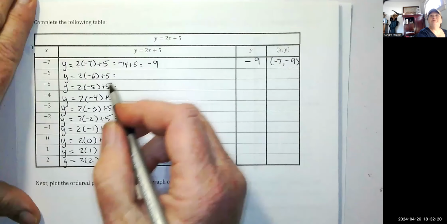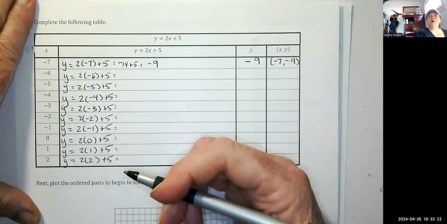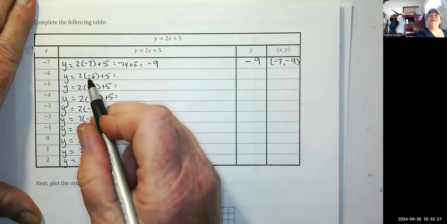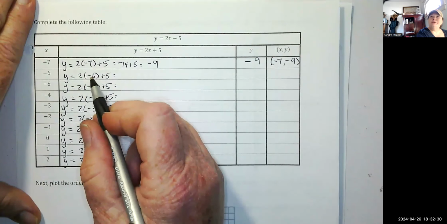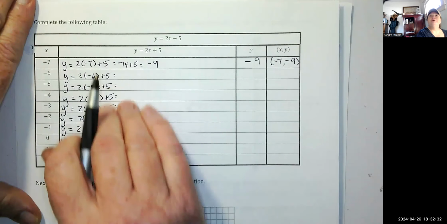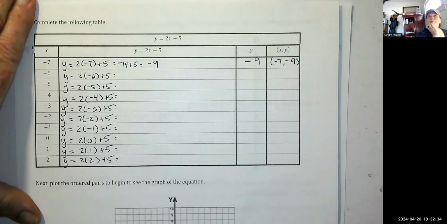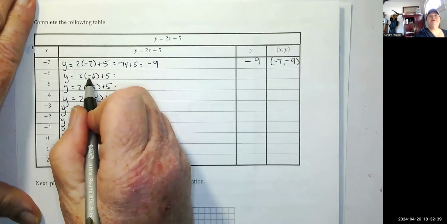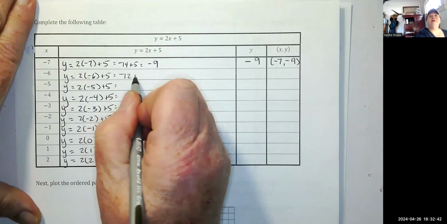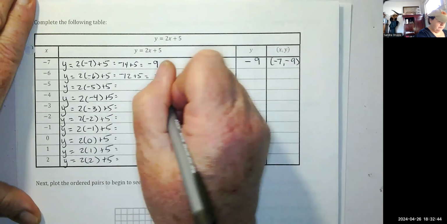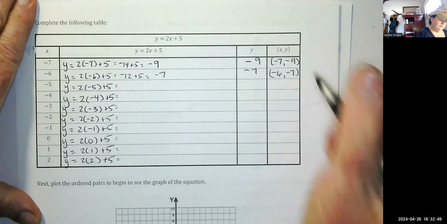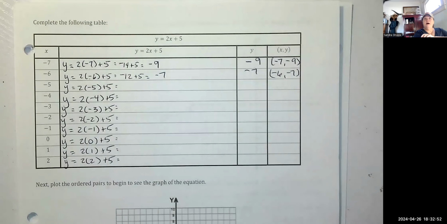All right. So pause the video and attempt to do the next one yourself. When you're done with this next one, come back, see how you did. If you did it great, then go through and do the rest of them and fill it out the rest of the way. Let me show you how to do this one as well. 2 times -6 is -12 plus 5, and that's -7. So that's going to be -6, -7. Pause the video, go and do this yourself. And then come back and see how I did the rest to make sure that you're on par.